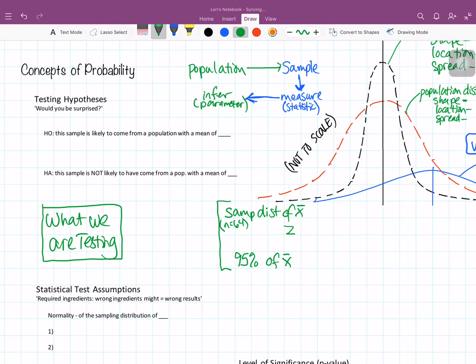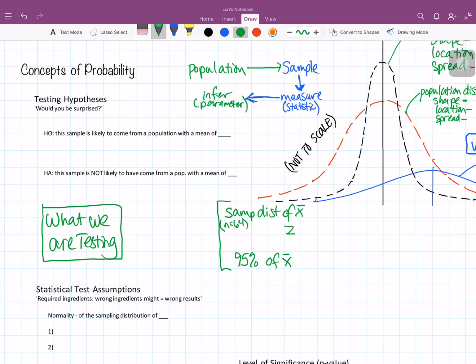First of all, we'll be looking at testing hypotheses. Next, we will be looking at the assumptions that are required in order to test those hypotheses. And then we'll be looking at level of significance. After that, we will run through two actual statistical analyses, and then finally we'll take a look at decision errors and statistical power.